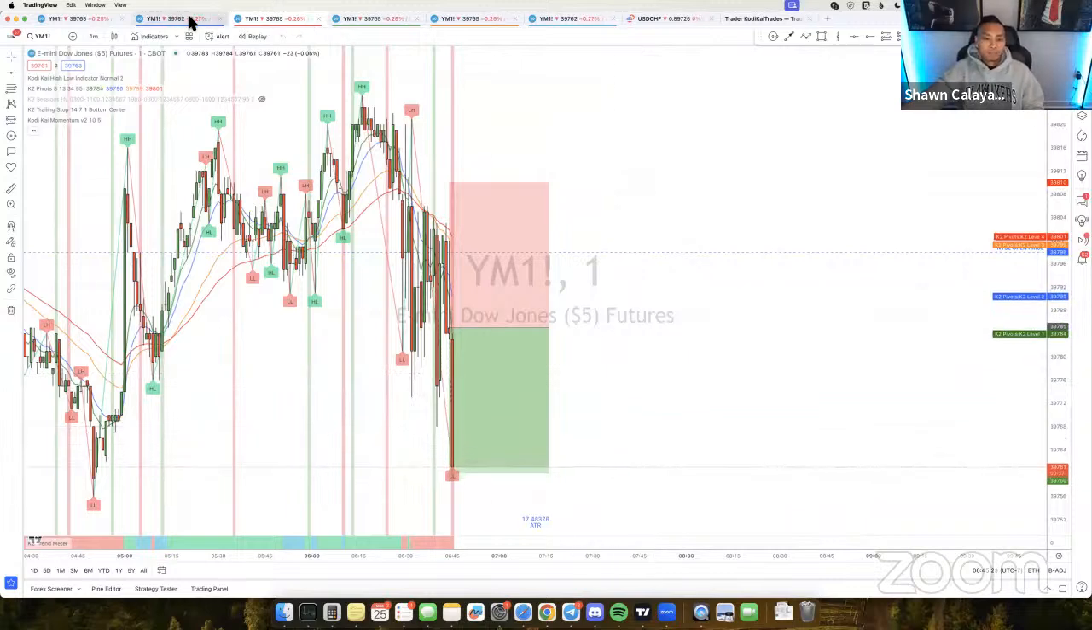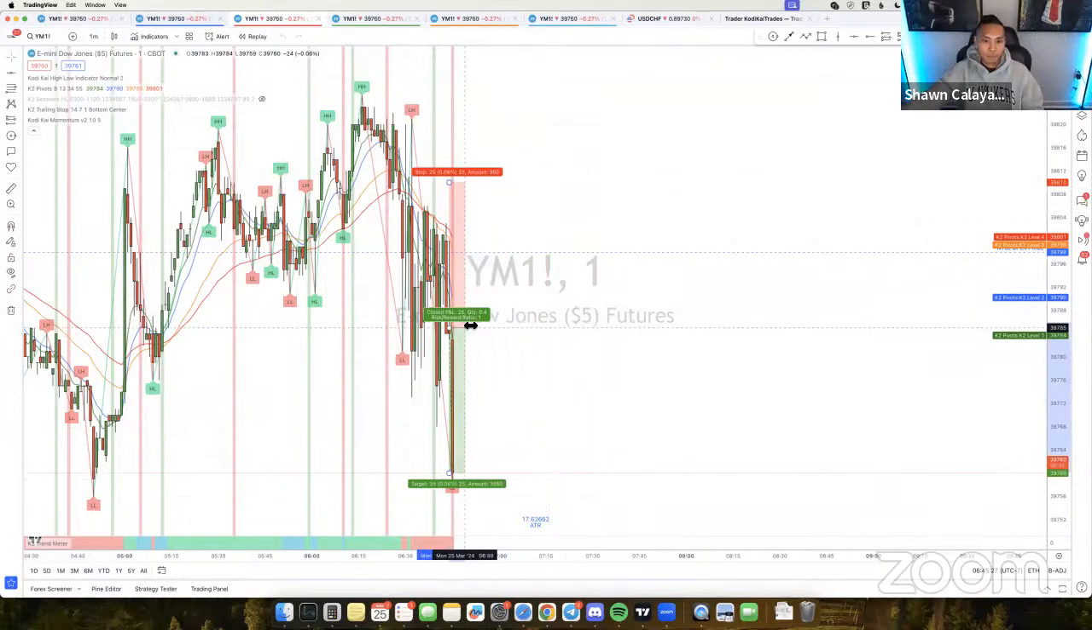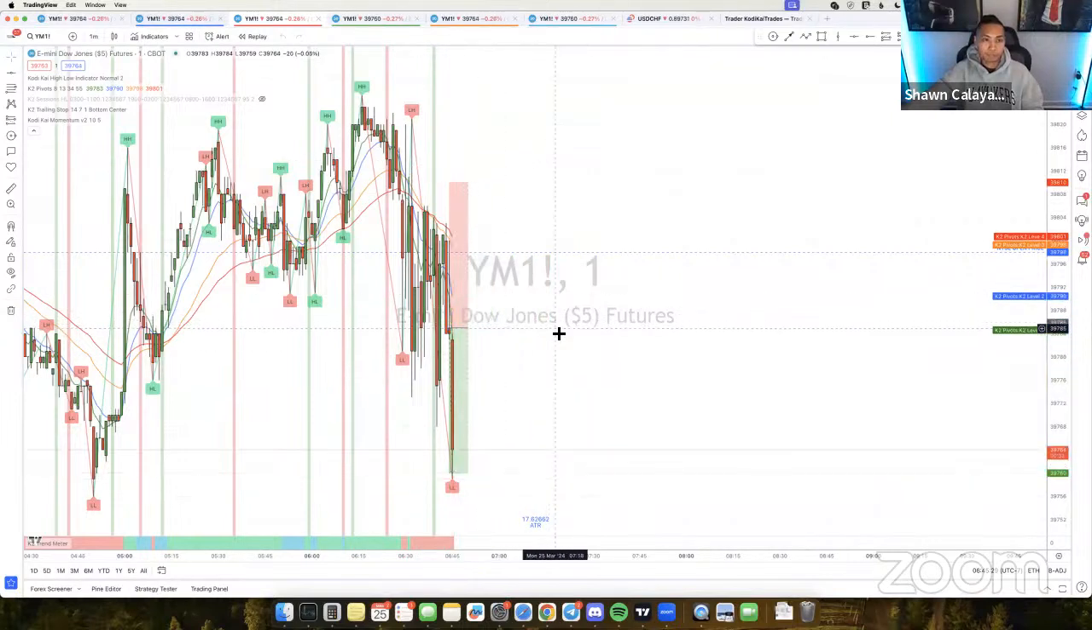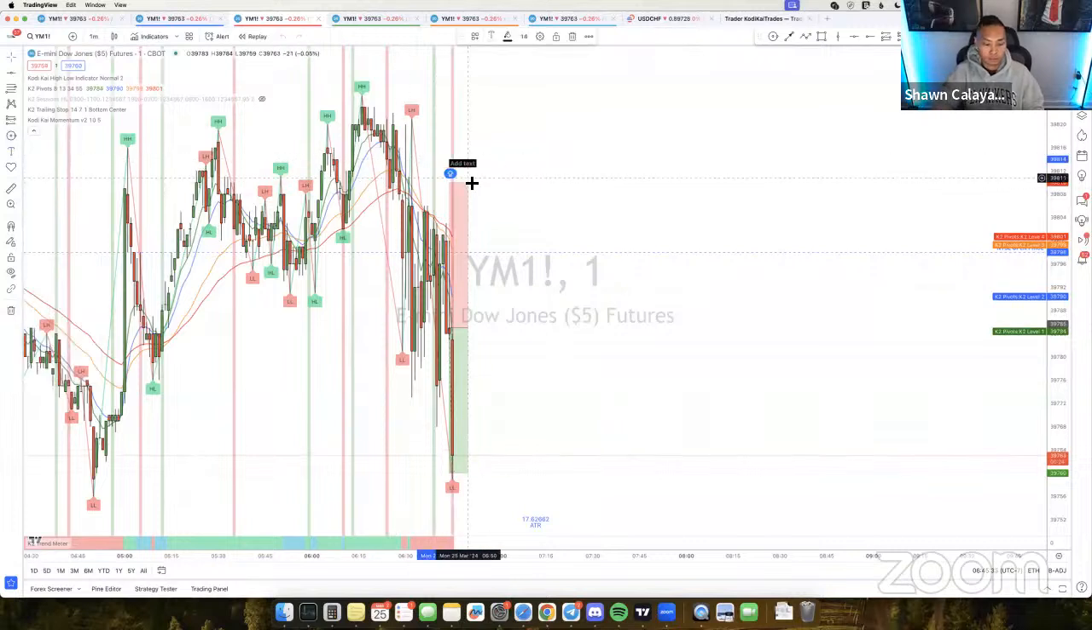Looks like it'll probably hit. Yep, full TP right there. So if you guys took the PRB, like I said right here, full TP. I'll just put a text right here: PRB, full TP.